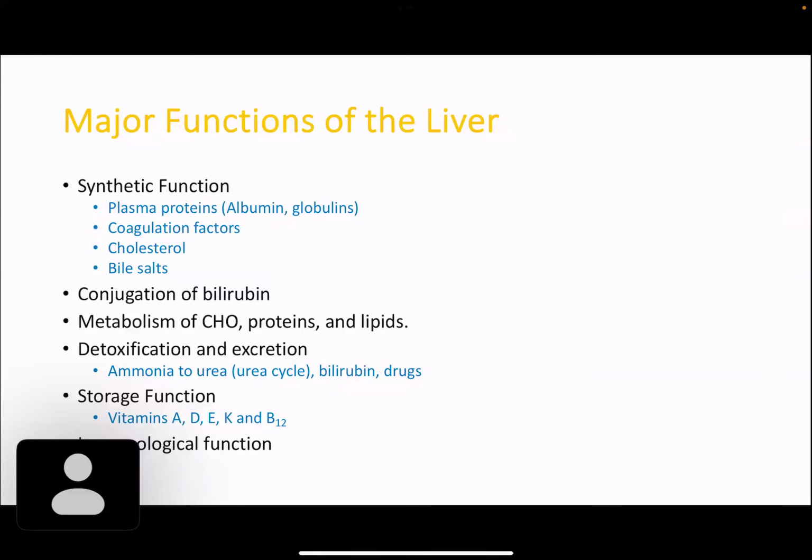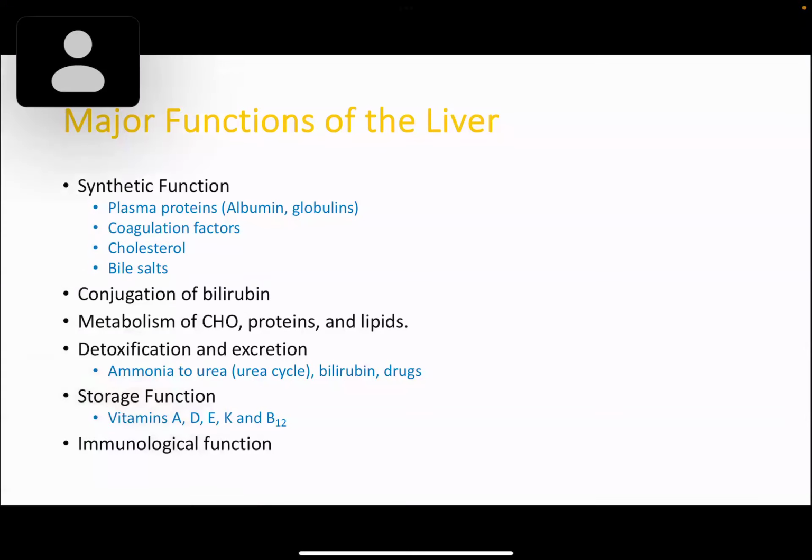Also, the liver plays a vital role in conjugation of bilirubin, in addition to metabolism of carbohydrates, proteins, and lipids. The liver also plays a crucial role in detoxification of some toxins like ammonia, and also elimination and excretion of many medications, besides excretion of bilirubin. Also, the liver acts as a store for many essential vitamins, especially the fat-soluble vitamins and vitamin B12.